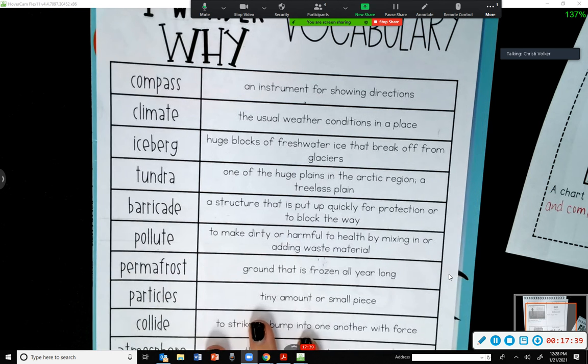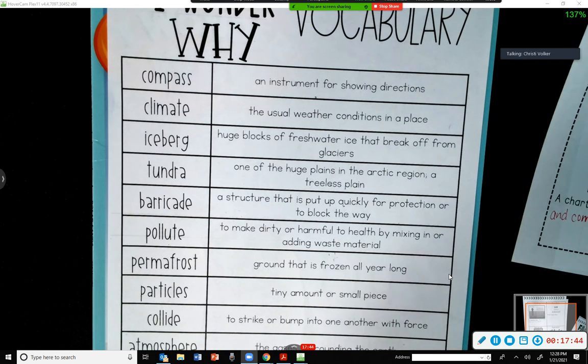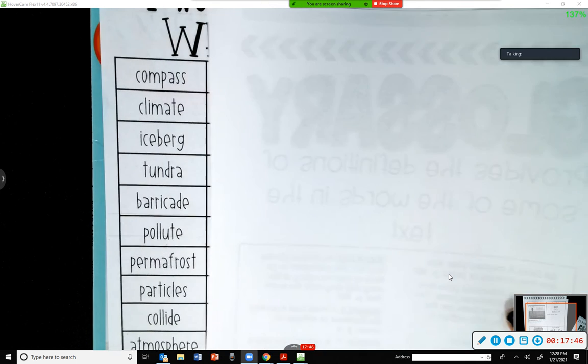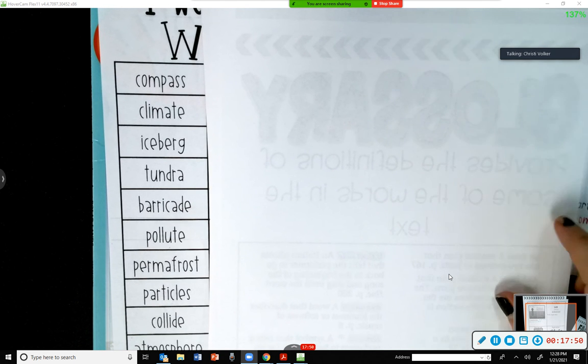Okay, compass. What is a compass? A compass is a thing that shows you direction. Very good. Compass shows direction.